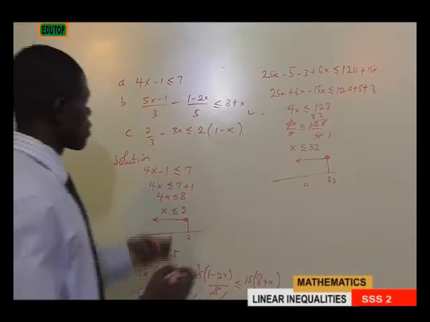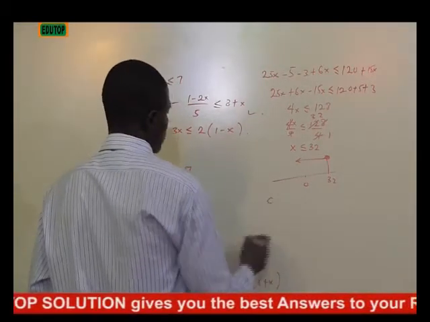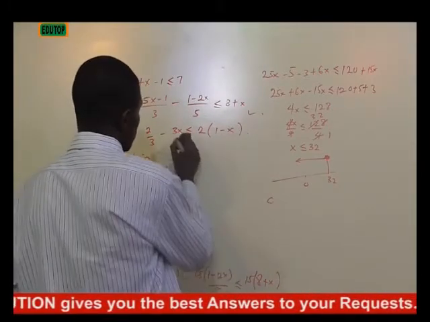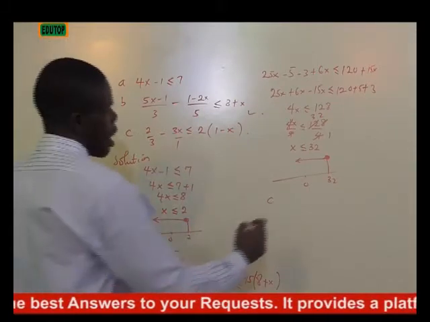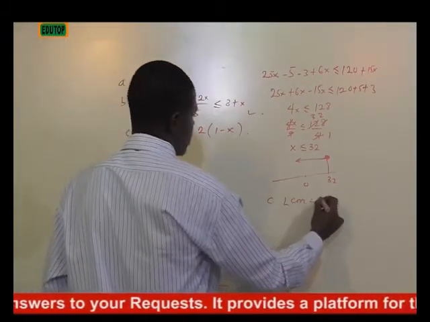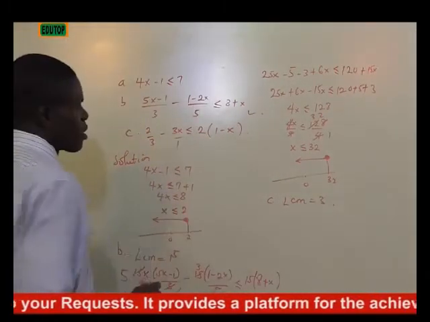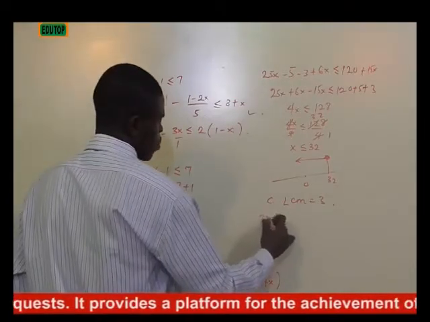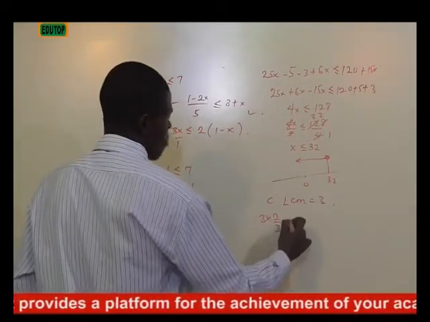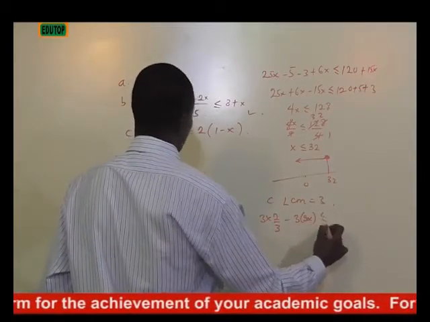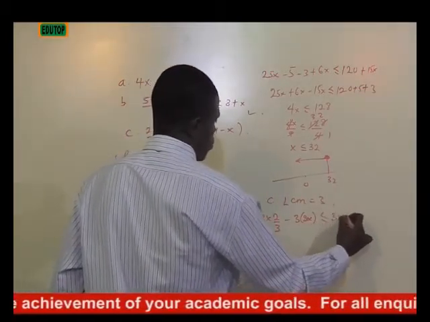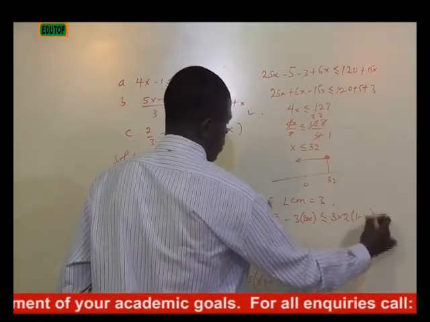Then the third case, which is C part. We also look for the LCM. You can express this one as a fraction this way to make it easier for us. Then the LCM will definitely be 3. So we multiply 10 by the LCM. 3 times 2 over 3 minus 3 into 3x, that's equals to 3 times 2 into 1 minus x.